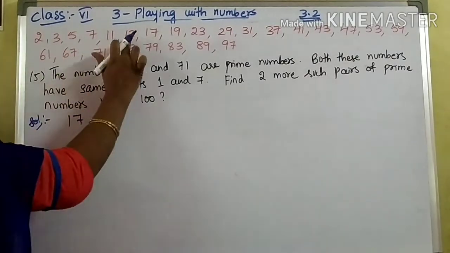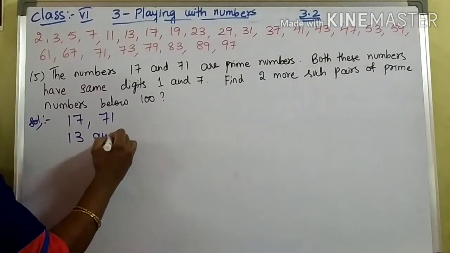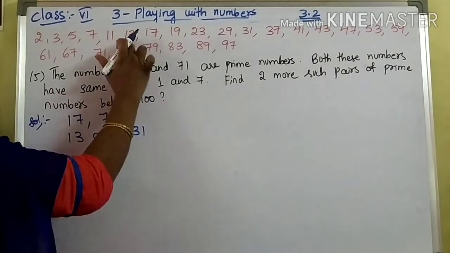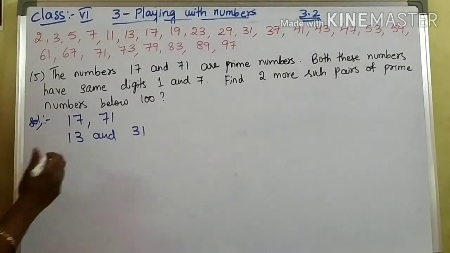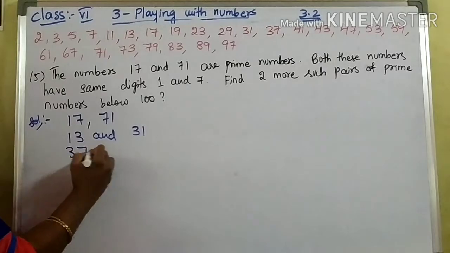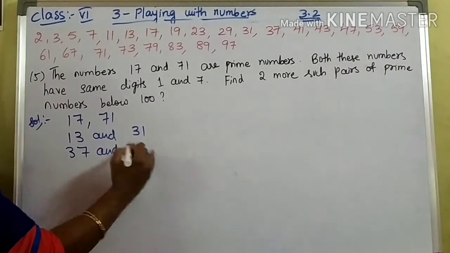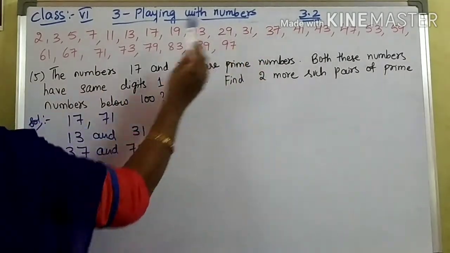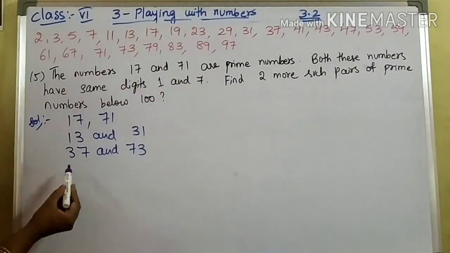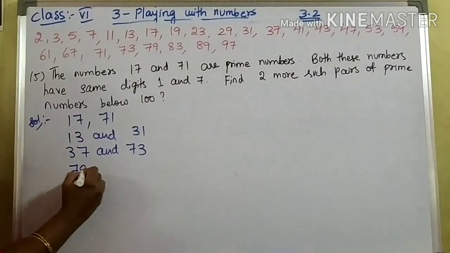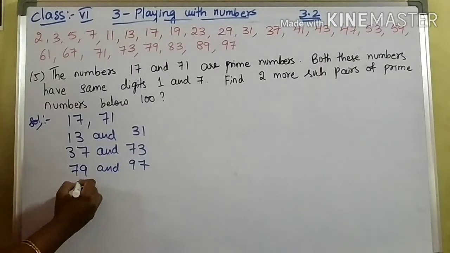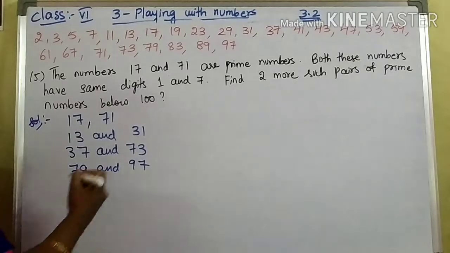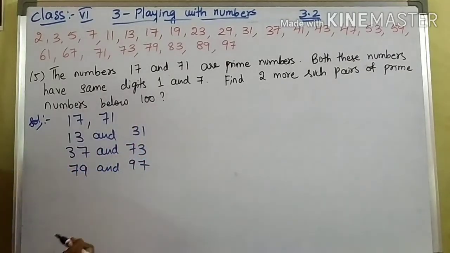Yes, 13 and 31. Two numbers are having same digits 1 and 3. Next you can find 37 and 73. Both are having same digits. Next 79 and 97. Right? Still here they are asking 2, so I have written 3. You can find out using the prime numbers.